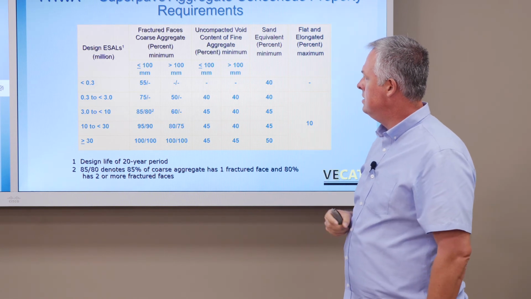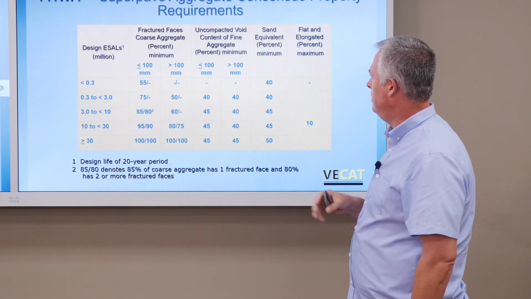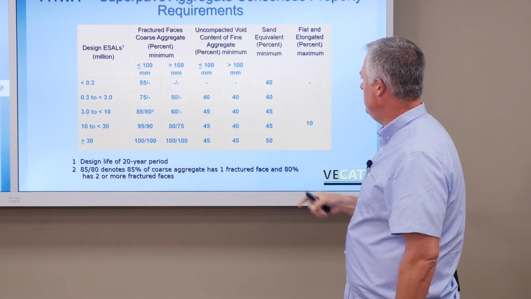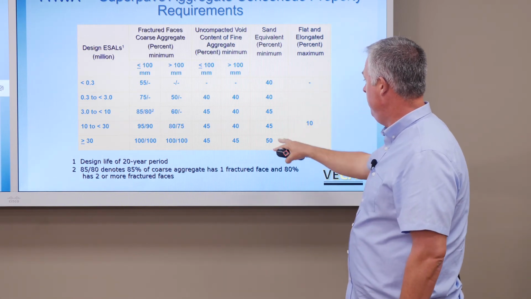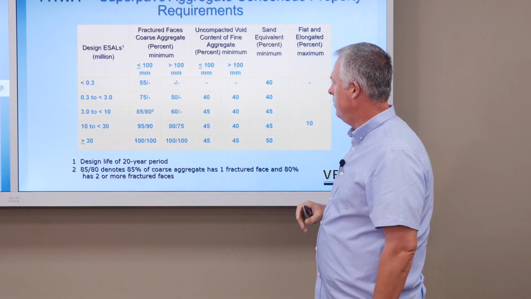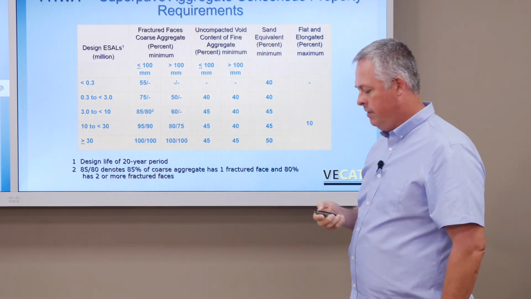But this is an FHWA specification on your consensus properties. You can see some of them are a little bit different. There's a 40 here on sand equivalent, a 50. Everything in Virginia stays at 45. So there are some subtle differences there.